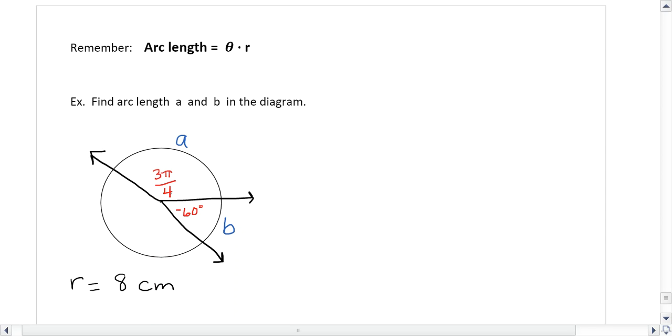This next example is when we are asked to find arc length. And I'm just going to remind you from our notes earlier, another way to remember arc length is we take the radians of the central angle times the radius of the circle. So radians times radius. In our circle here, we're told that the radius is 8 centimeters.